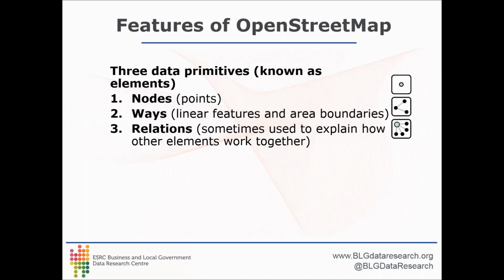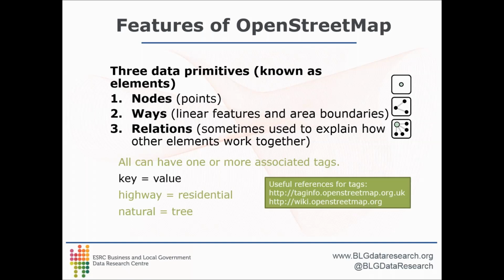The data is structured in a number of different ways. Firstly, the different features that you can see are built up from some core data primitives. So the idea of nodes, point features, ways, linear features and boundaries, and relations, which are concepts that are used to link features together. So this might be different types of routes, networks, junctions, and so forth. And those are, if you like, the spatial data elements.